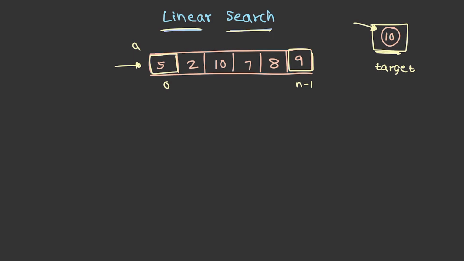If we are not able to find it, then the element is not present in the array, or if we were able to find the element in the array, then we will return its index. This exactly happens in linear search, and let's try to see how it can be implemented.